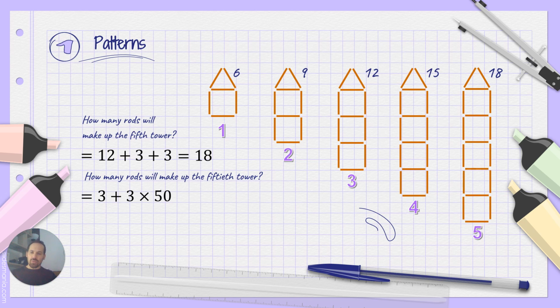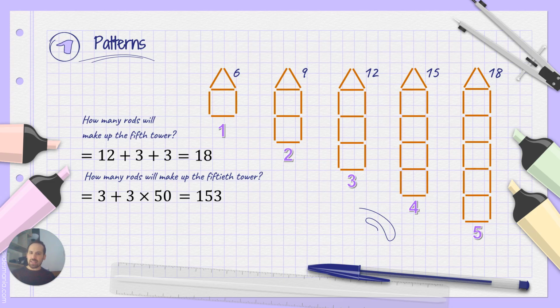Because you've got the first 3 that makes up the triangle, and then for each term you're basically adding one new square below it. So those 3 are making up the first triangle, and then you're putting 3 underneath each time to make a new square for the first, second, third, fourth term. And so the 50th term would be this.